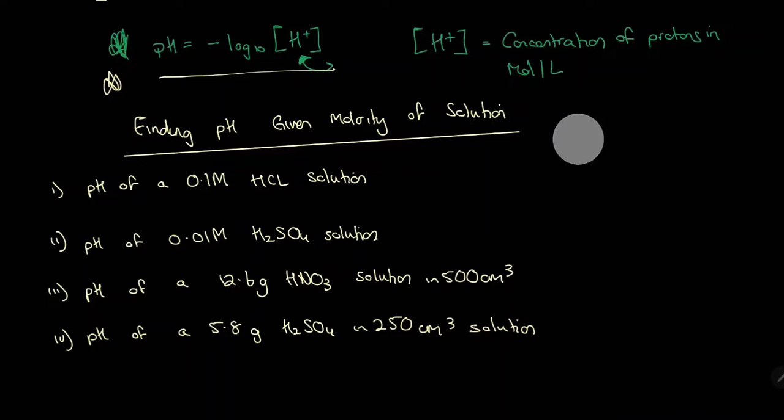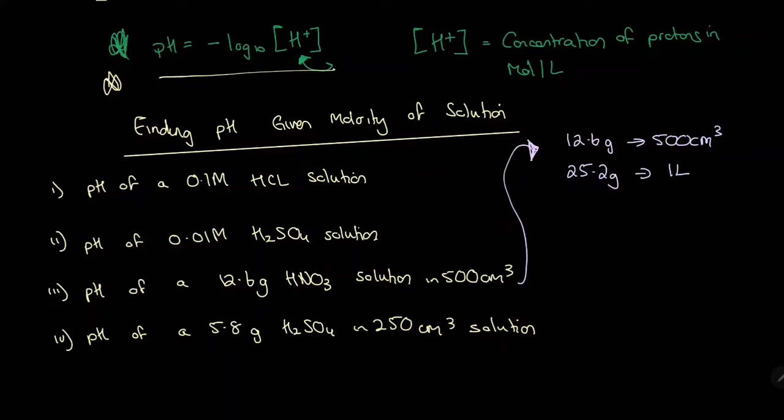Okay, the third one, given a mass this time. So we're always dealing with concentration in moles per litre. So we need to convert that grams into moles per litre. So at the moment it's 12.6 grams in 500 centimetres cubed. To bring that up to a litre, we just need to multiply it by 2. So 12.6 multiplied by 2 is 25.2 grams in 1 litre, or 1,000 centimetres cubed.